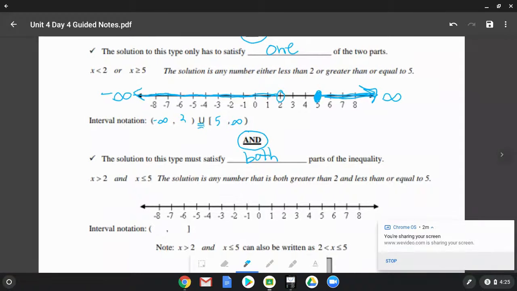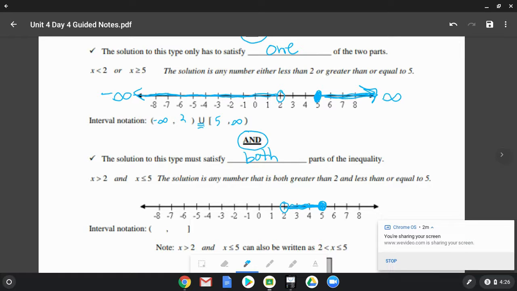So in this case, it says x is greater than 2. So we have an open circle, greater than. And x is less than or equal to 5. So it's a closed circle, less than. So the only place that these two are overlapping, that's where all of our answers are in between. So from 2 to 5 is all of our answers.